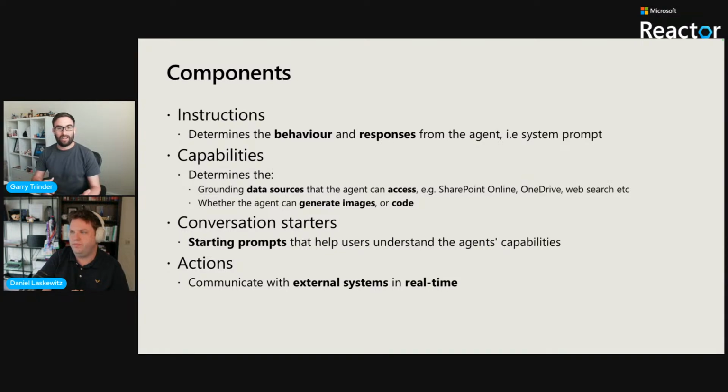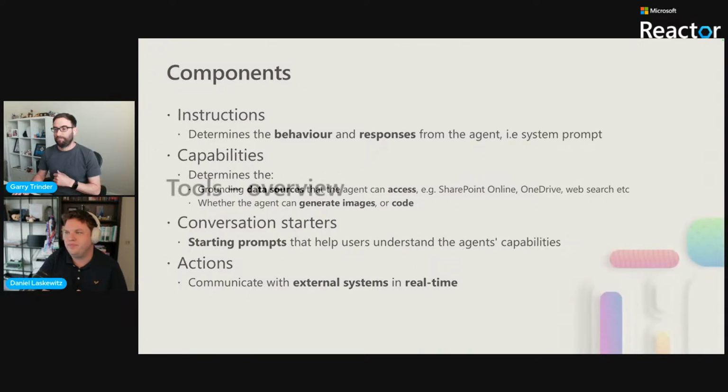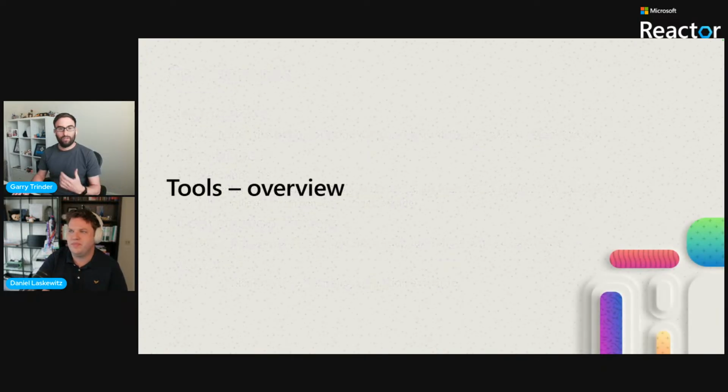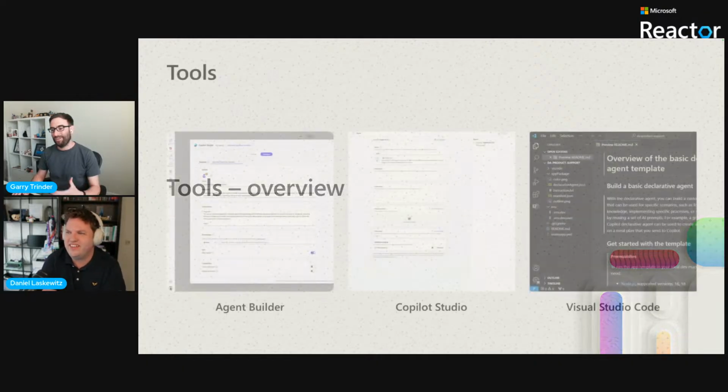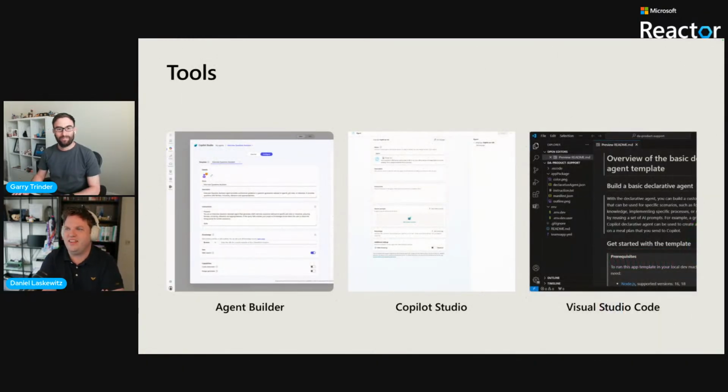And finally, the actions, and we talked about this. This is a way that your declarative agent can communicate with an external system in real time as well. Copilot will make the request to get that data based on the prompt that the user has entered. Okay, so let's get on to the tooling. And now I'm going to hand over to Daniel, who's going to go through these three options.